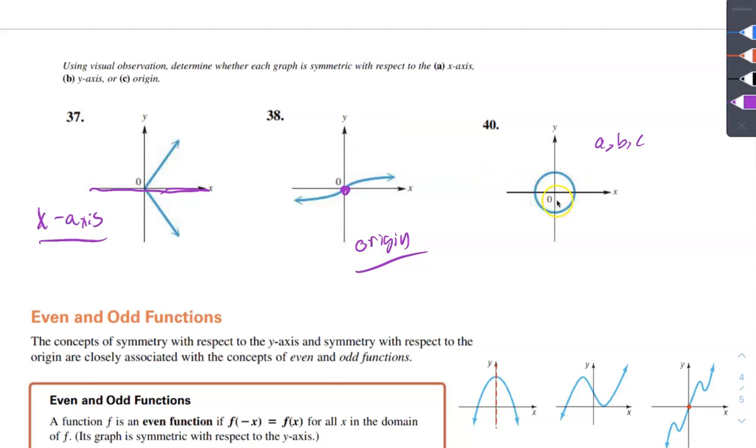Now it's because it's a perfect circle. Let's make circles nice. If it was like an oval, it would be different. You have to see which one it is.